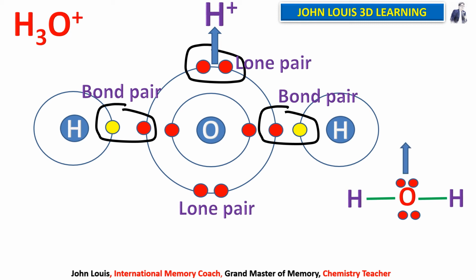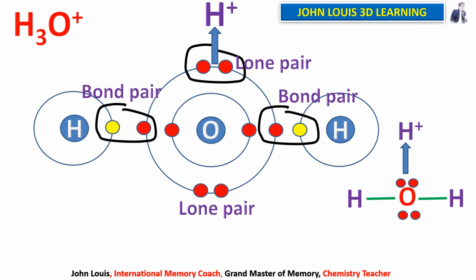So how is a coordinate bond represented? It is represented by an arrow mark, showing which atom donates to which atom, pointing from the donor towards the acceptor. Okay, hope you understood how this H3O+ ion is formed by coordinate bond. So two bonds are covalent bonds and one bond is a coordinate bond.